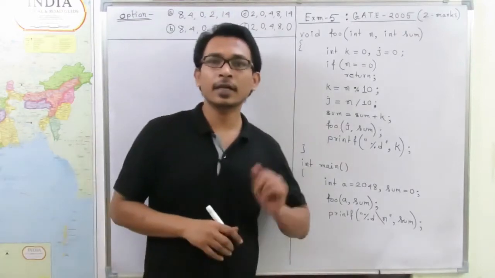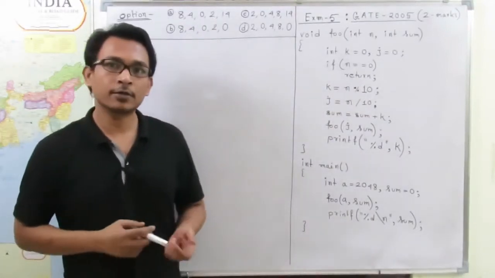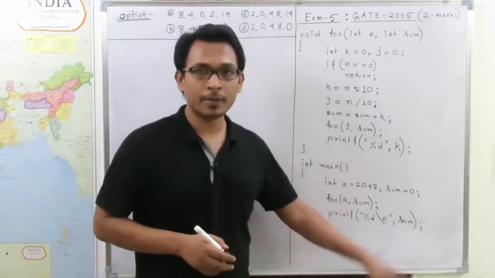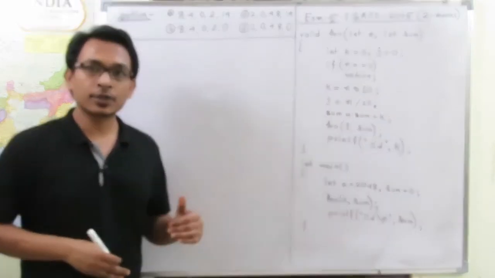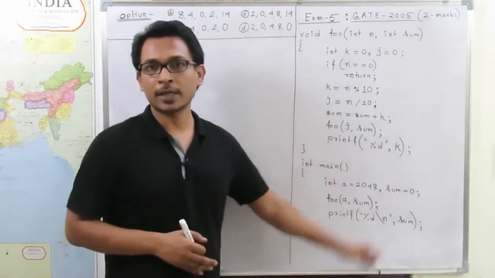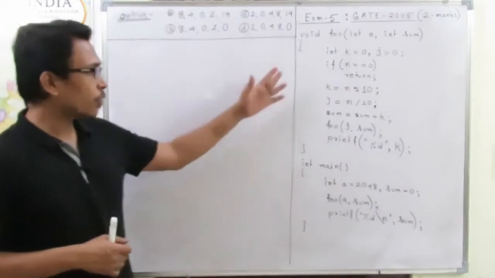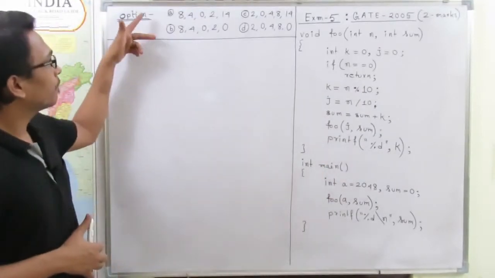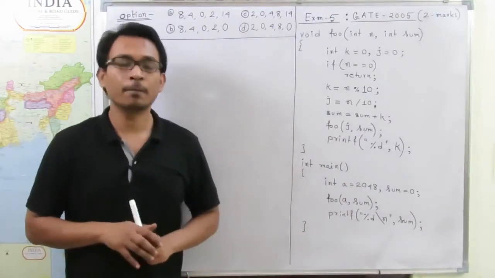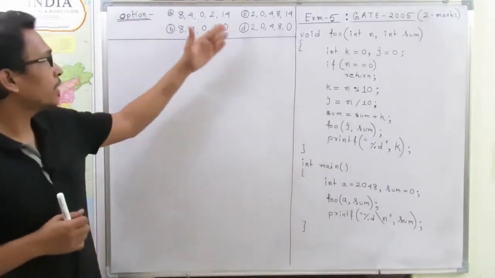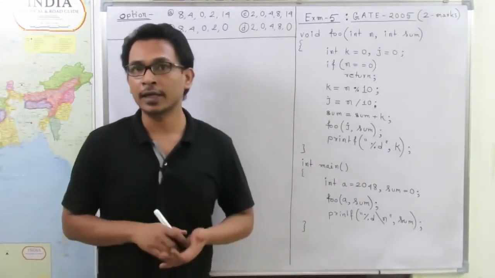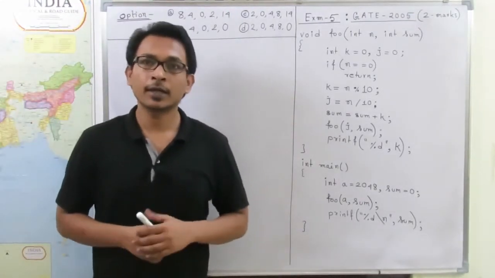Hello everyone, this is a 2-mark question from GATE 2005 where a program is given in C programming language and asked to find the result of this particular code program segment. Along with this code segment they also give 4 different output options. Which one of these 4 different outputs will be the correct one? We need to find out that particular output. Clear? So let's start.